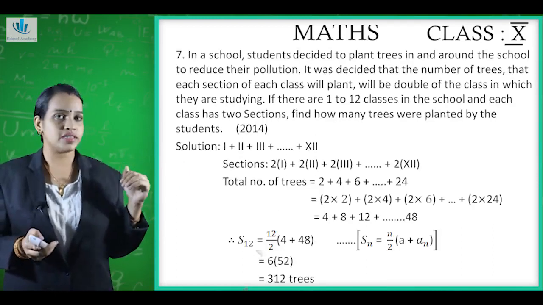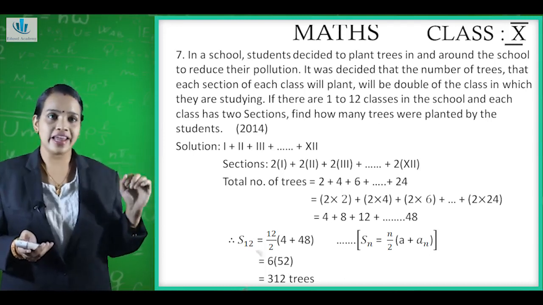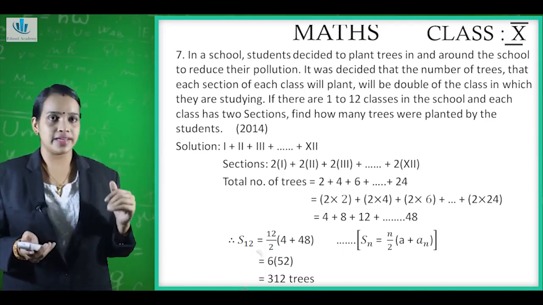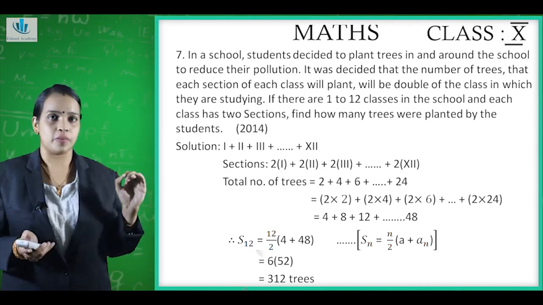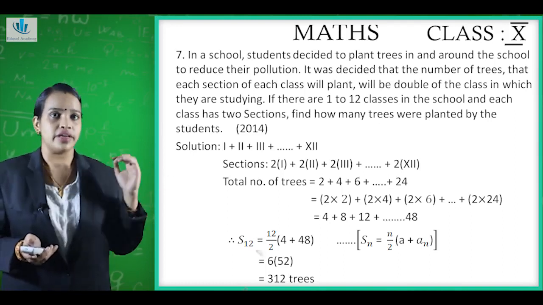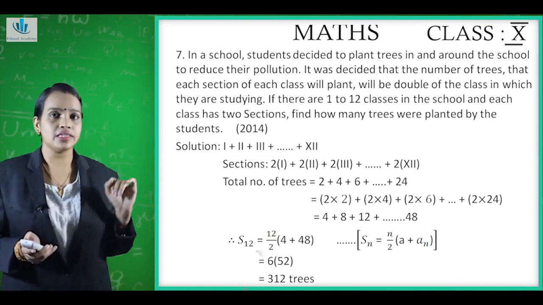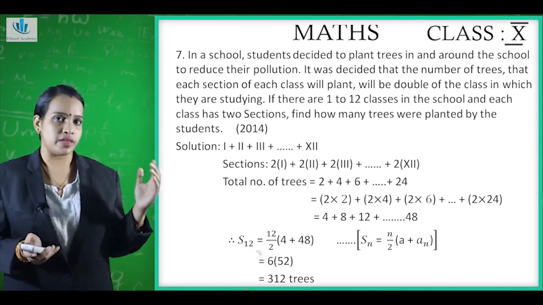Now the next question is: in a school, students decided to plant trees in and around the school to reduce pollution. It was decided that the number of trees that each section of each class will plant will be double of the class in which they are studying. If there are 1 to 12 classes in the school and each class has 2 sections, find how many trees were planted by the students.